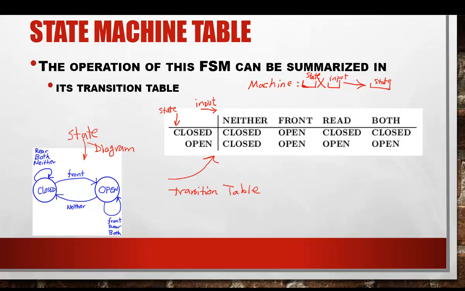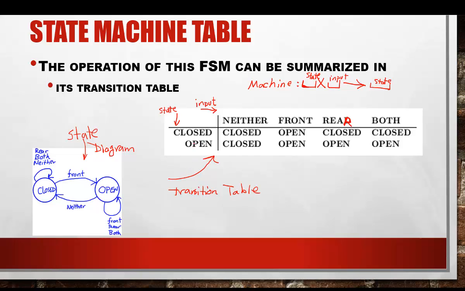and the input is the columns. So by looking at this, if you are in the state closed, you remain closed for the input neither, both, or rear. So if you're closed, you stay closed for neither, rear, or both. Actually, this should be rear.